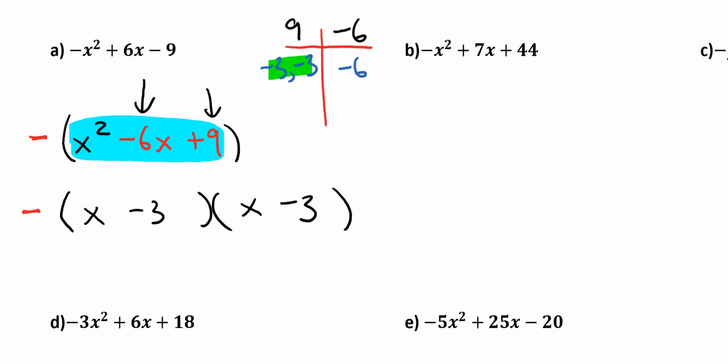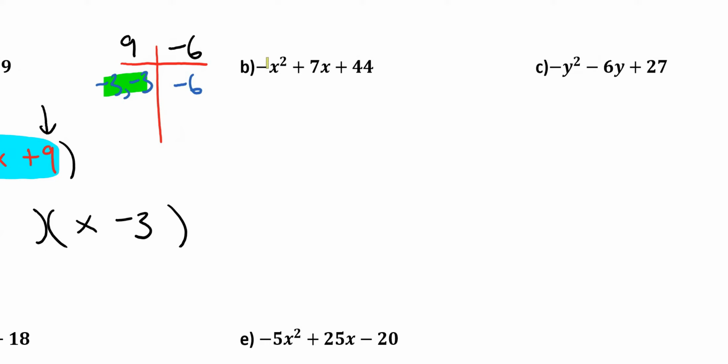Okay, let's move on to the next one. Once again, there's a minus sign here, so I need to factor out that minus sign, and then I would create a bracket here. Essentially, you are dividing every single term by a negative number, so that would be -1. That would be the easiest way to factor out the greatest common factor here.